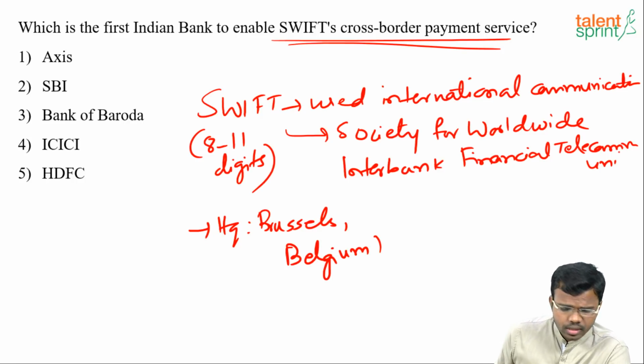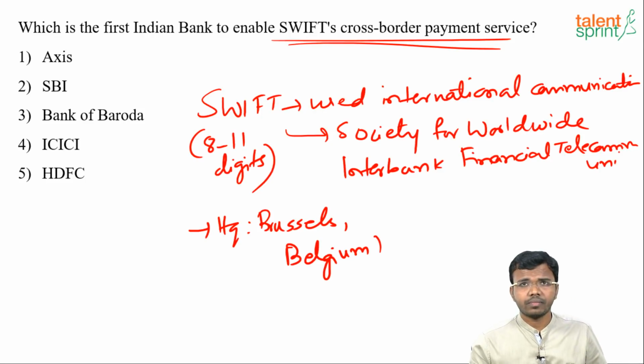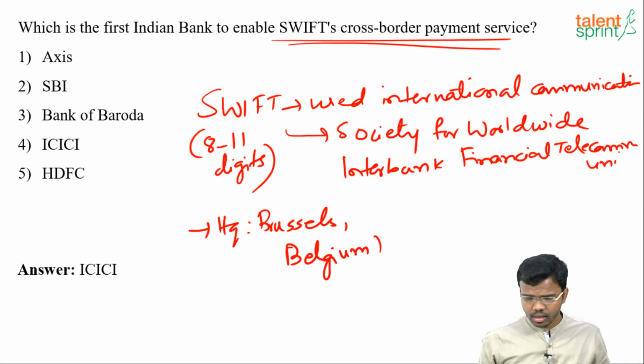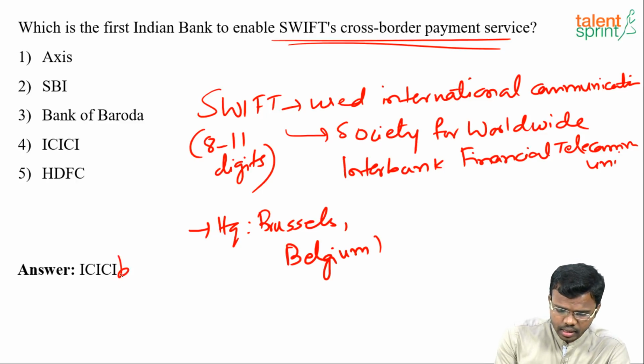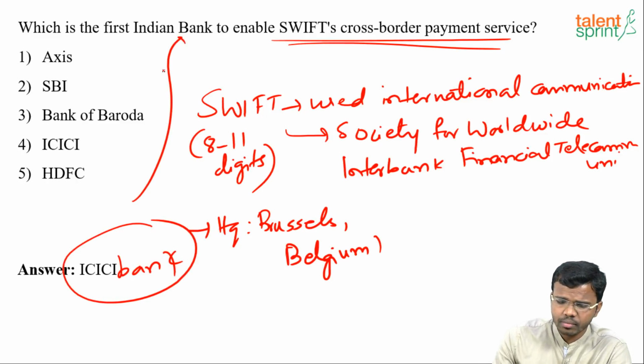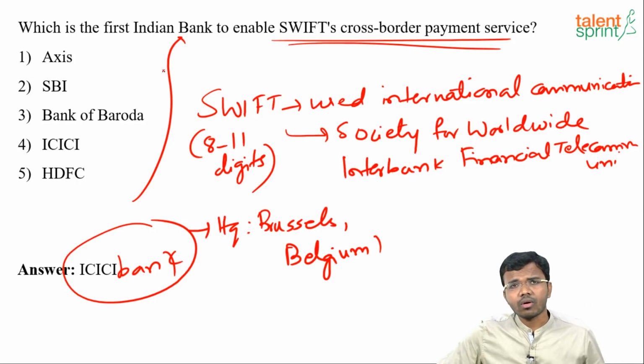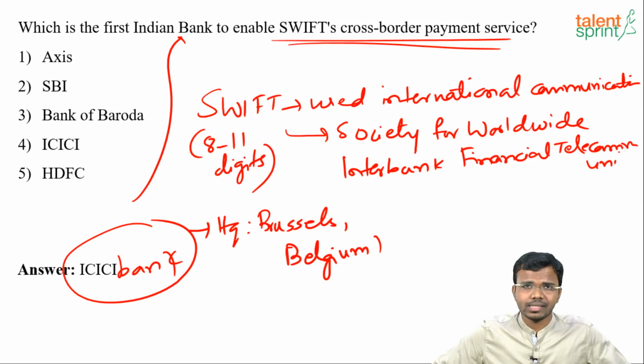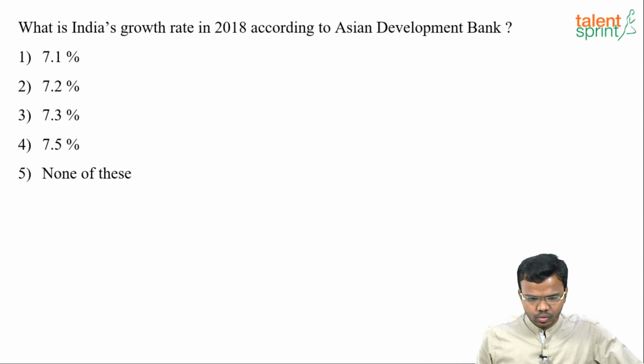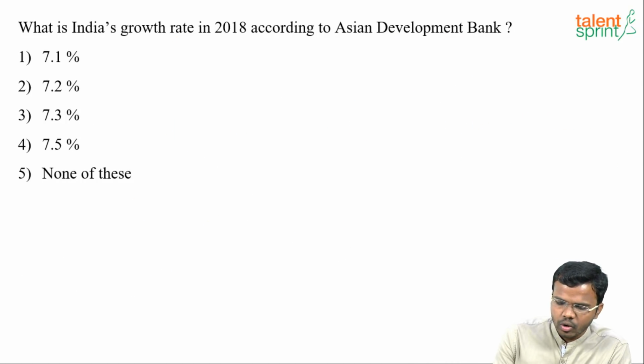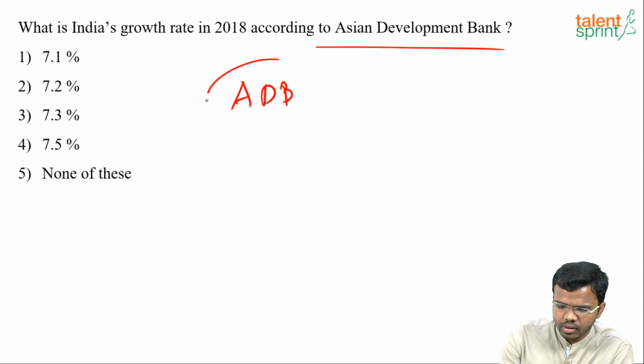So which is the first Indian bank to enable SWIFT's cross-border payment service? What is the right answer? ICICI Bank is the right answer. It has become the first Indian bank to enable SWIFT's cross-border payment service. Okay, moving on to the next question. What is India's growth rate in 2018 according to the Asian Development Bank?